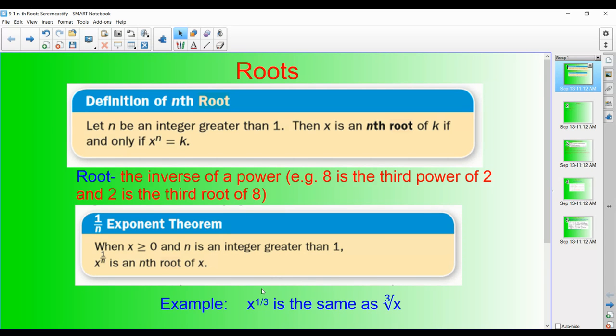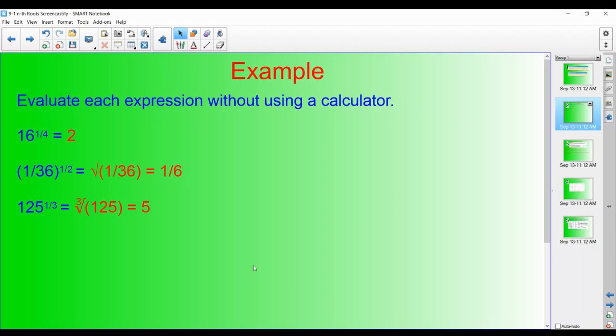Now, a fractional exponent is the same as a root, so x to the 1/3 power is the same as the cube root of x. So now if I give you an equation with a fractional exponent, we can write it as a root, and we can evaluate it. So 16 to the 1/4 power really means the fourth root of 16, which is 2.